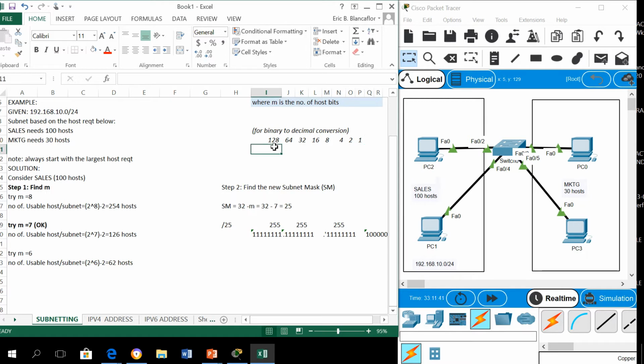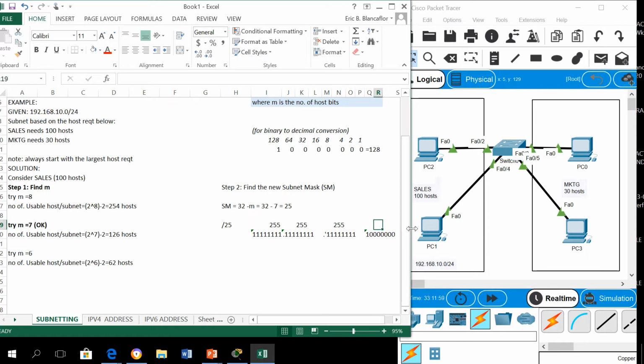So, we are to convert the 1 followed by 7 zeros. What we do is we add those that have 1s. There's a 1 in 128, so this is equal to 128. So the subnet mask is 255.255.255.128. Therefore, slash 25 is equal to 255.255.255.128. So now we obtained our subnet mask.